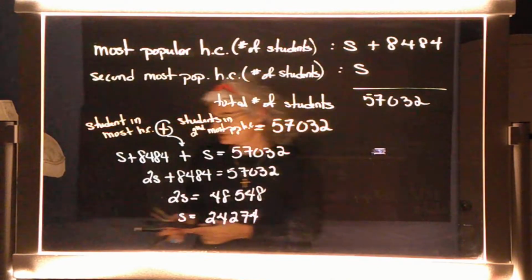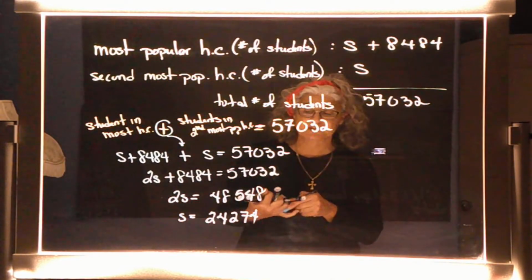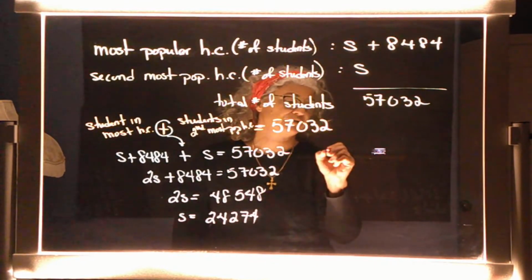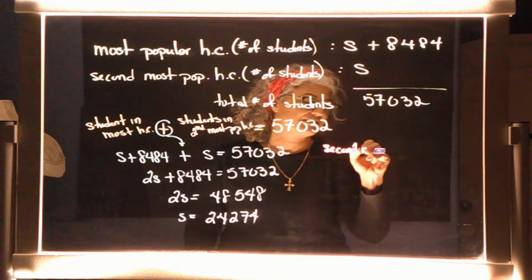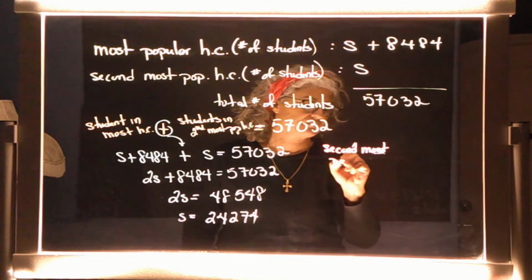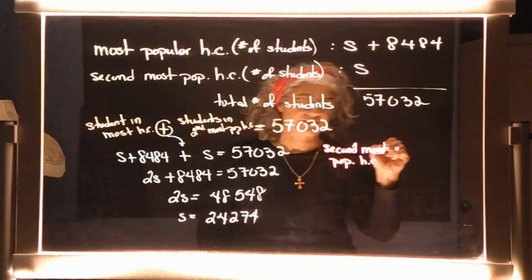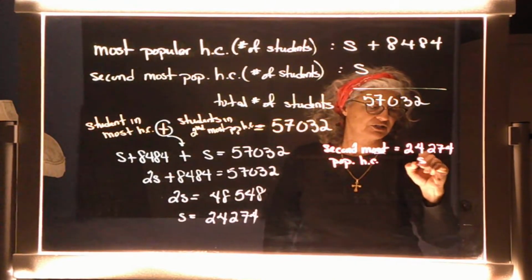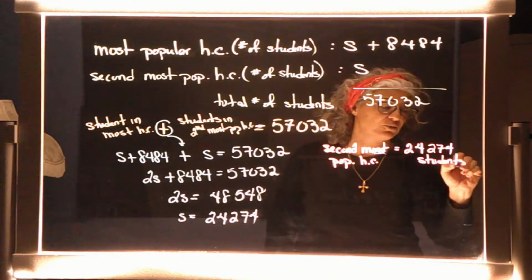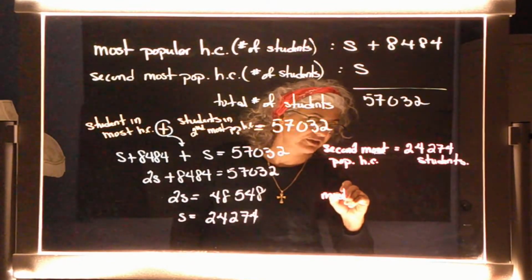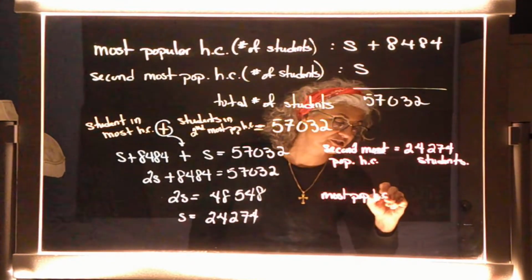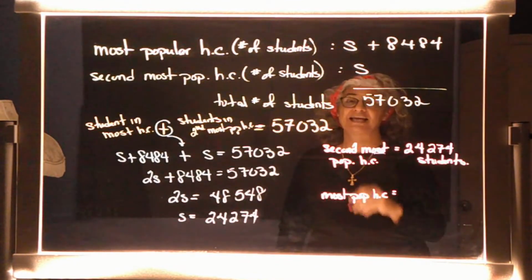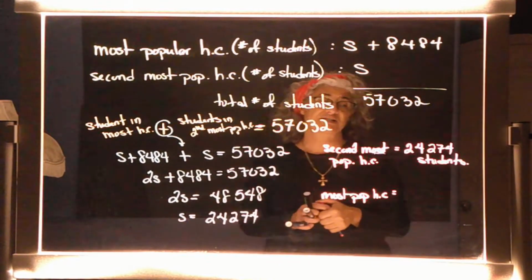Awesome. Okay, so question. What does S represent? Yeah, S represents the number of students in the second most popular host country. So, second most popular host country, and of course I'm abbreviating, we have 274 students. Now, what about in the most popular host country? How do I figure out how many students are in the most popular host country? Yeah, I'm going to have to take this 24,000 and add the 8,484 to it, aren't I?